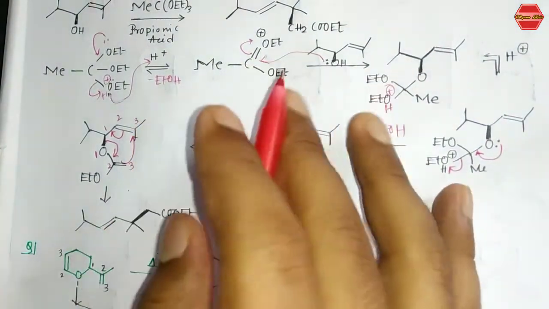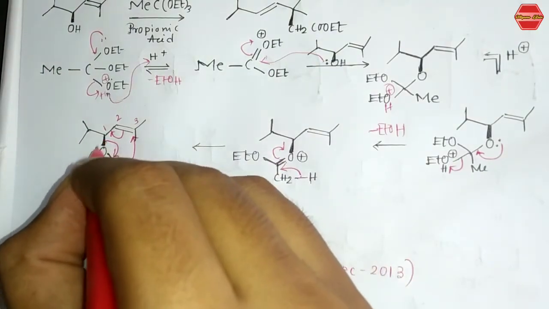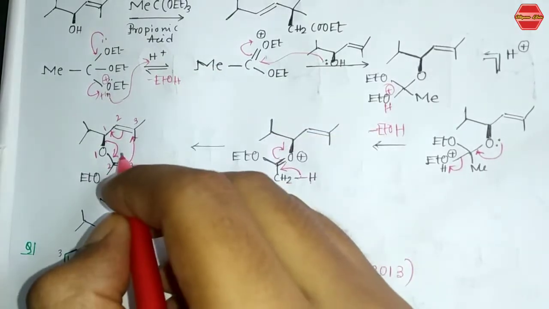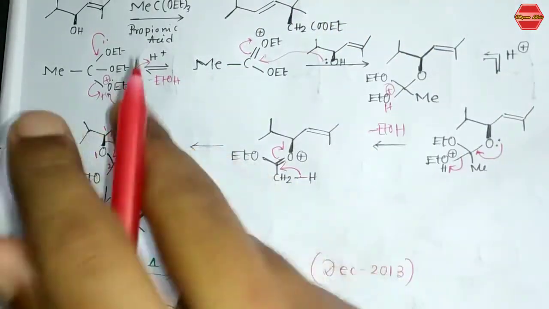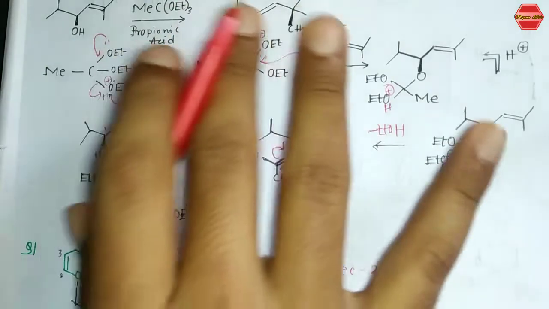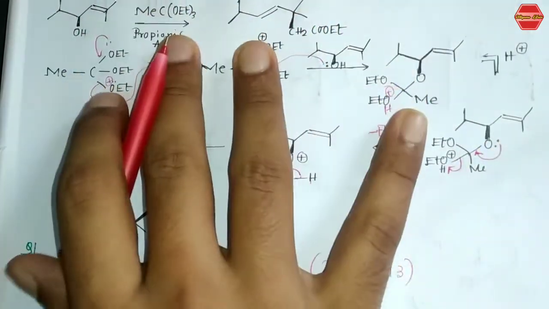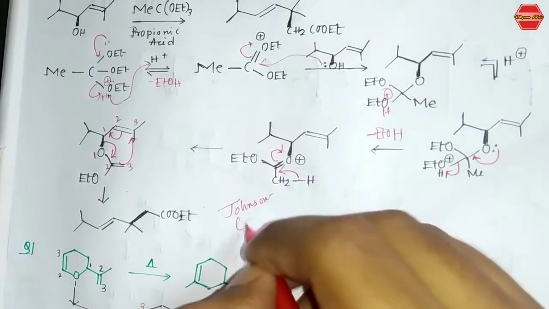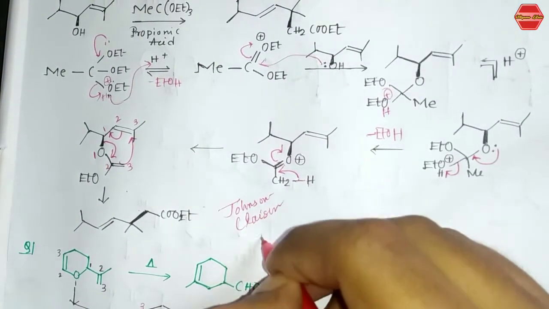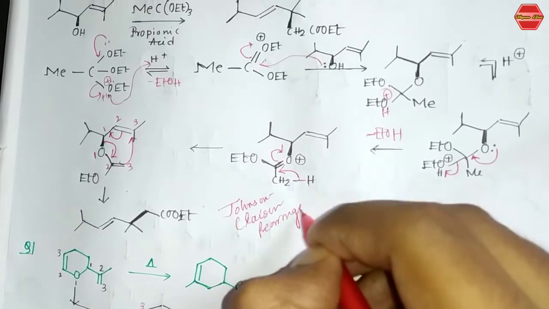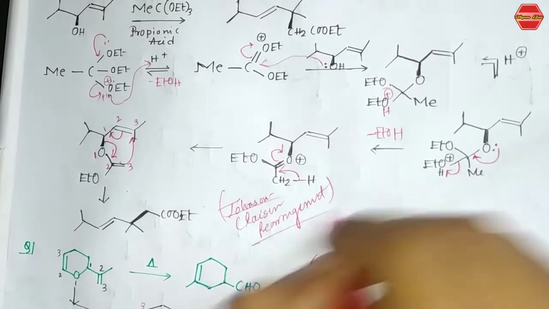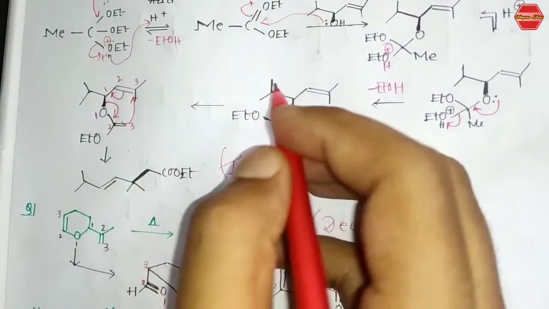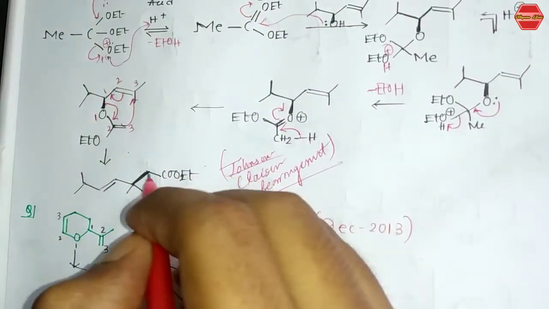Now the important thing is that if the oxygen is above the plane, then after the product formation, the CH2 will also attack from above the plane, right? So this is the important step, and this is basically called the Johnson-Claisen rearrangement, right? So this is important. This is the overall mechanism. So this is very much stereospecific, and that is how you can get this kind of product, right?